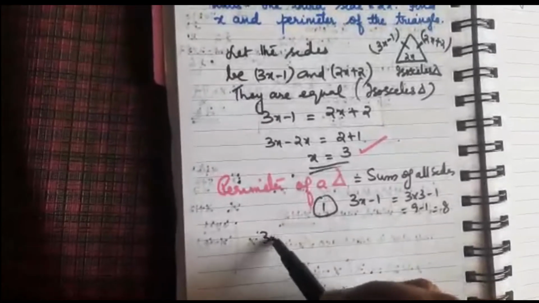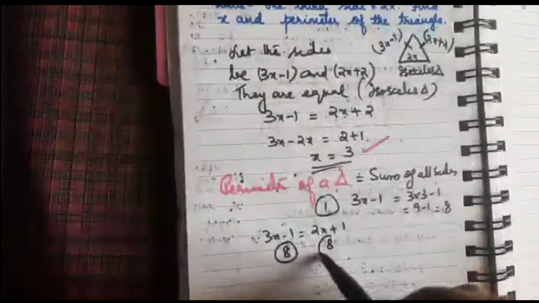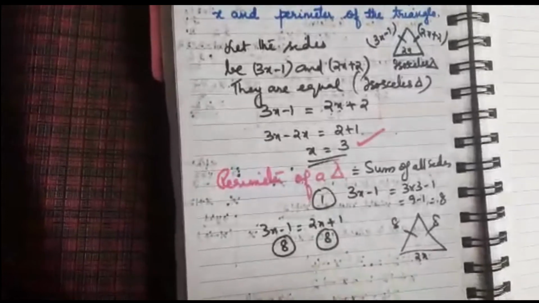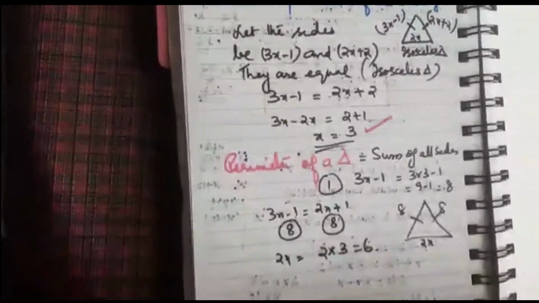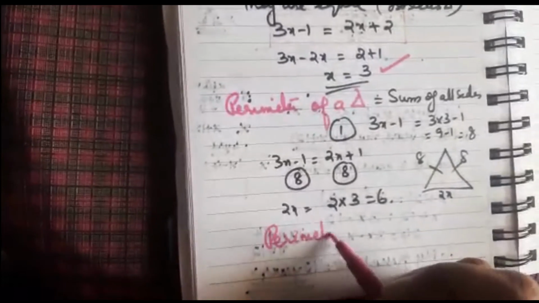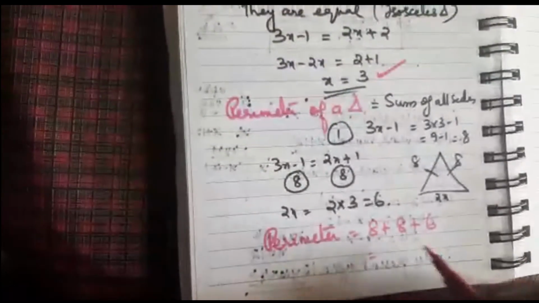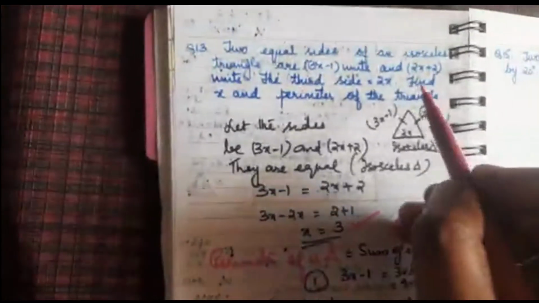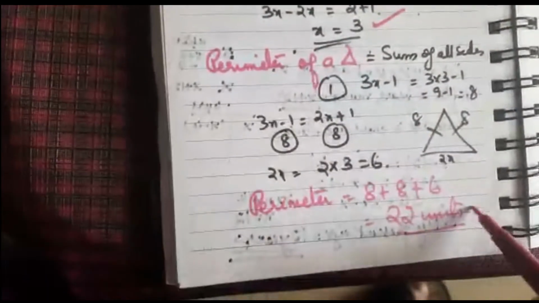Then 3x minus 1 equal to 2x plus 2. So both are equal, this is 8 means this is also 8. These two are 8 and 8. This is 2x, so 2x is equal to 2 into 3, that is 6. So what is the perimeter? Perimeter equals sum of all sides, that is 8 plus 8, 16 plus 6, 22 units. Why units? Because they have given units here. So the answer is, perimeter is sum of all sides.